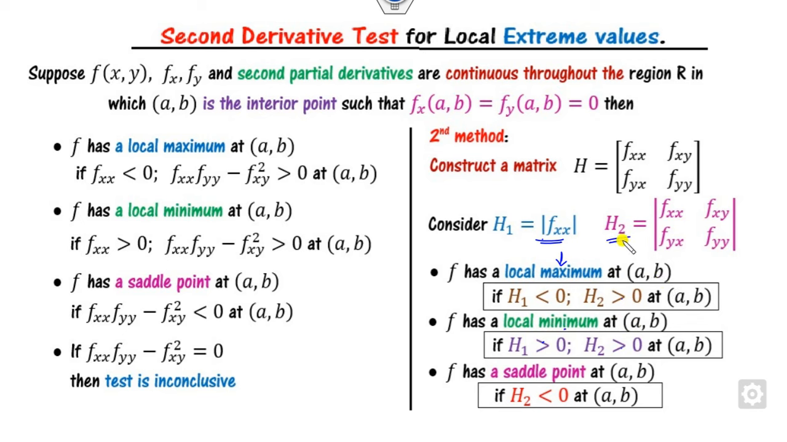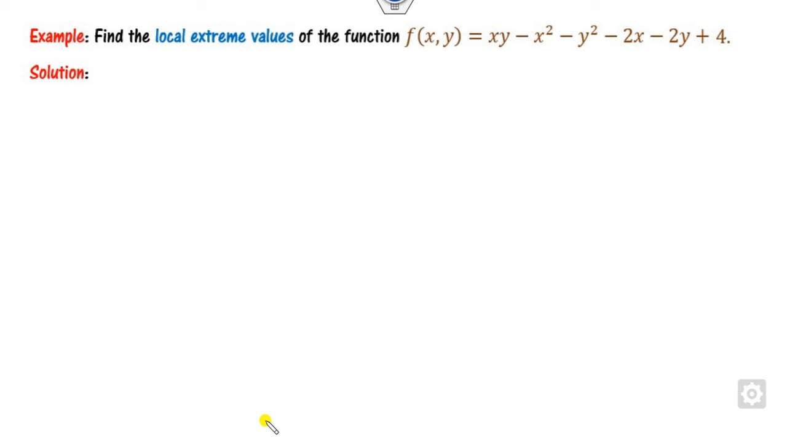On the other hand, whenever the second derivative, that is the second minor, is less than 0, then we call it a saddle point. And if this value is 0, then we can say the test is inconclusive. So look at the various examples so that you can remember it.